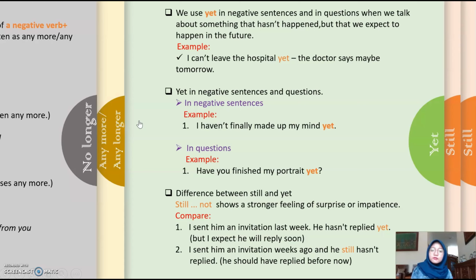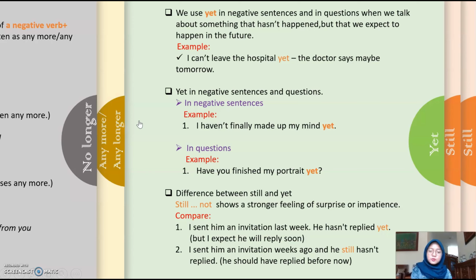Use yet in negative sentences and questions. Part 1, in negative sentences. Example, I have not finally made up my mind yet. And in questions, example, have you finished my portrait yet? We normally put yet at the end of the sentence or clause.